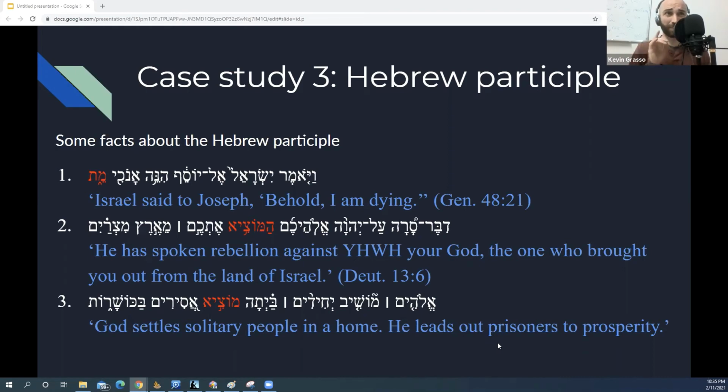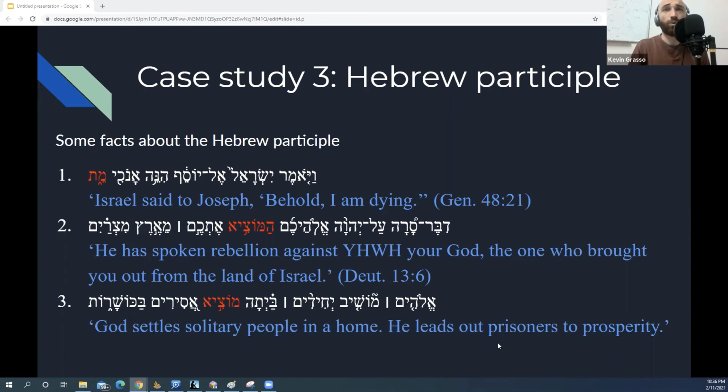Hamotzi etchem me'eretz Mitzrayim. So the point here is Hamotzi etchem. Let me just read the translation: He has spoken rebellion against Adonai, your God, the one who brought you out from the land of Egypt. Here it seems very perfective, right? The bringing out from the land of Egypt happened in the past. This is in Deuteronomy 13:6.